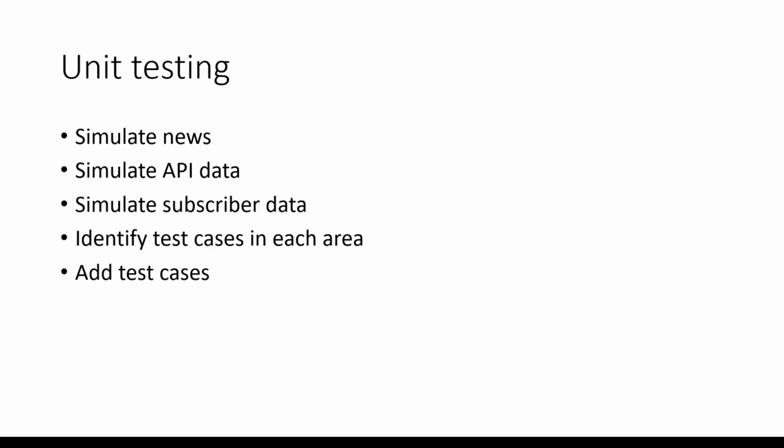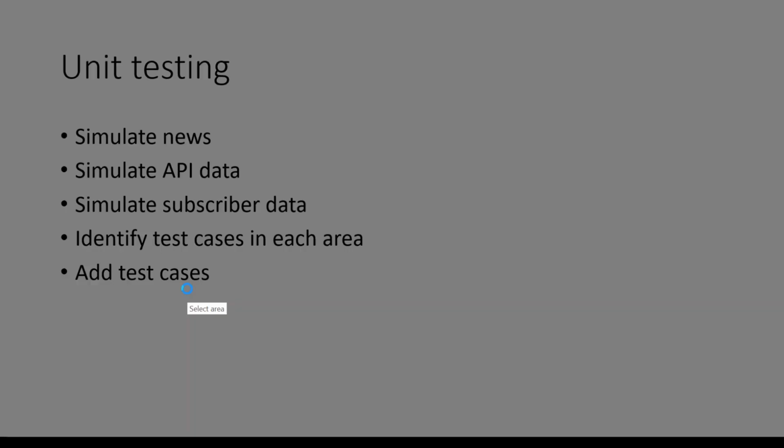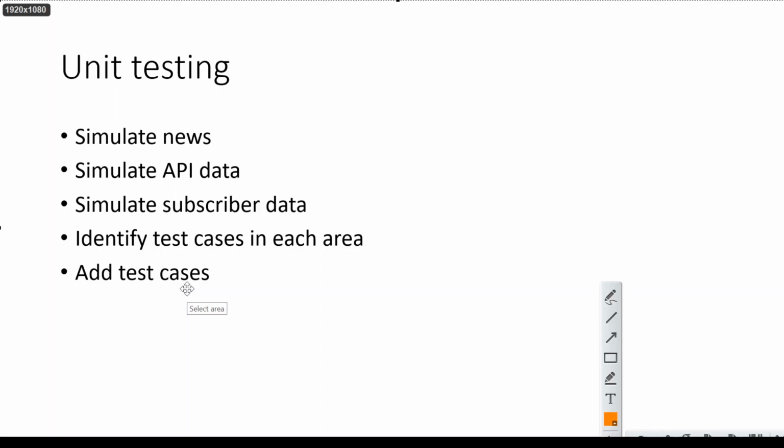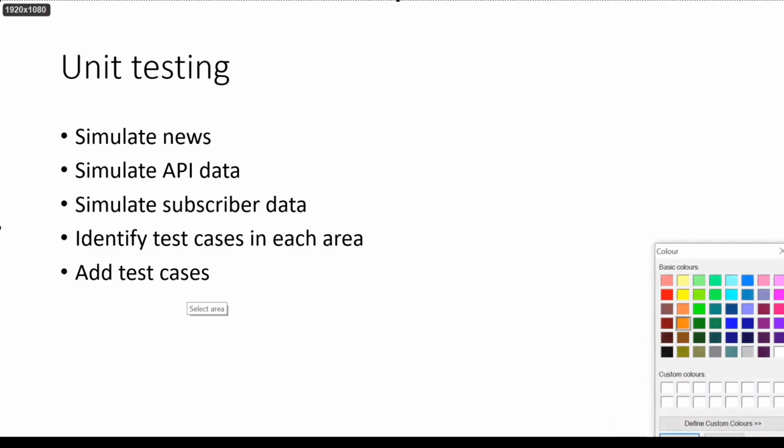So unit testing, as we saw, is about taking one particular area, and then we will try to simulate that particular area, and then we will verify whether the logic that we have already put in is working or not. Okay, so that is the idea of unit testing.